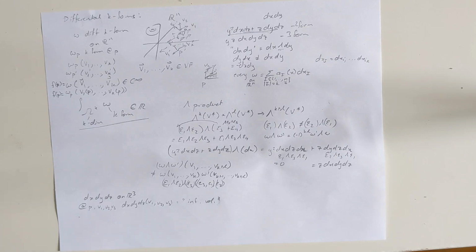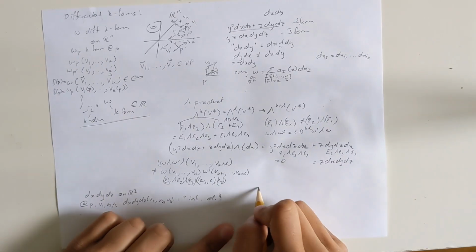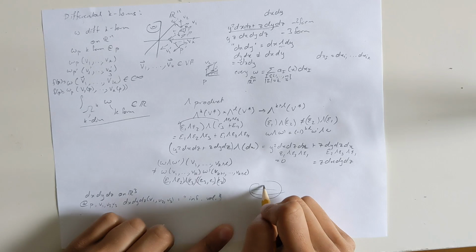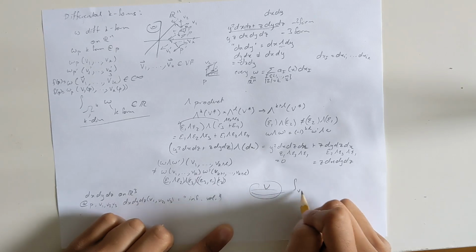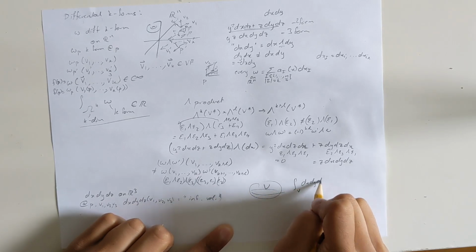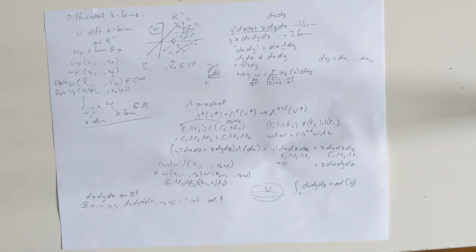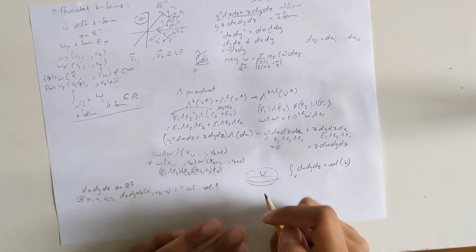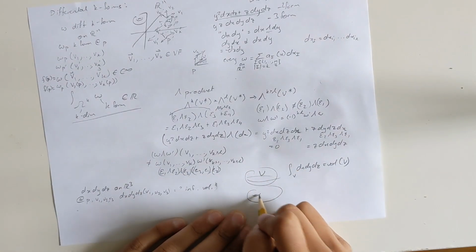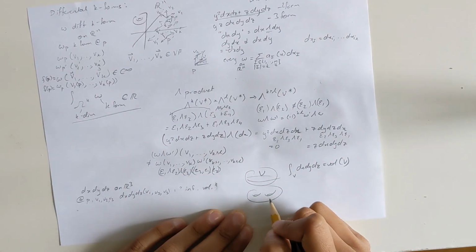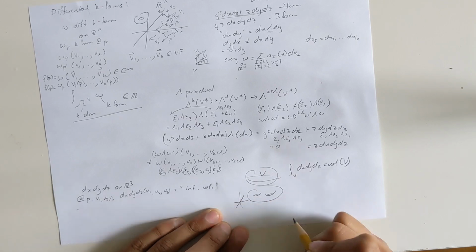So you can use this to compute a volume by saying, let's say that you have a three-dimensional region V, then you can integrate over V, dx dy dz, and get the volume of V. However, you can also use this 3 form to obtain surface areas. So for example, let's say that you have some surface that looks like this, and you want to compute the surface area of this living in some ambient R3.